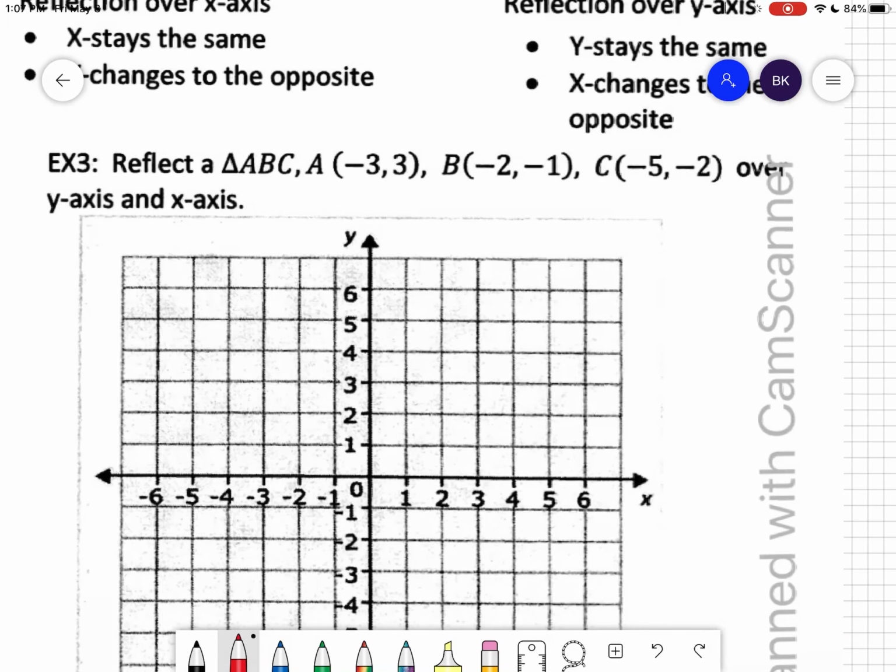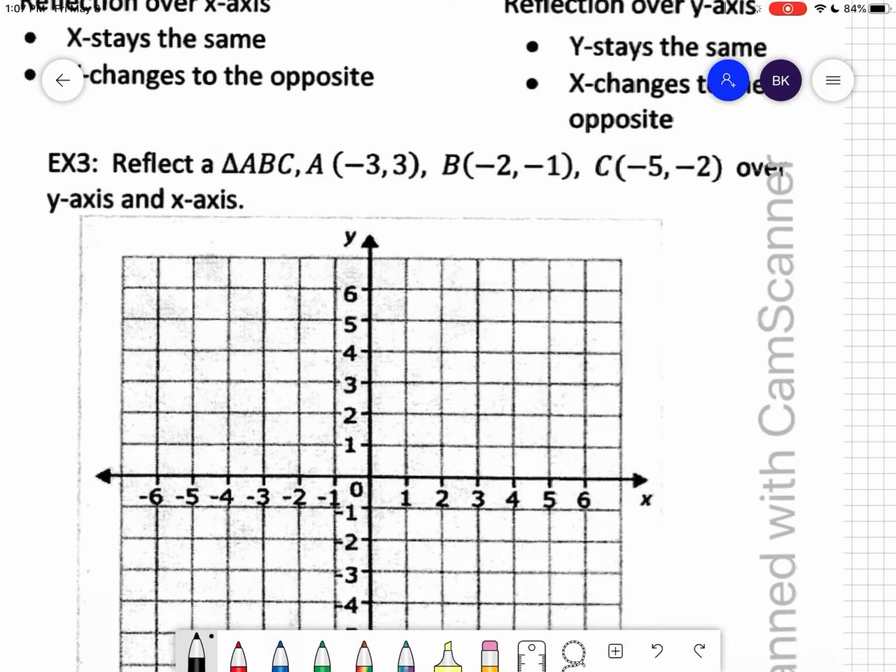So let's take a look. We have a triangle ABC with different coordinates. I'm asking you to reflect it over the y-axis and x-axis. So let's take a look and reflect it over the y-axis first. The first thing we need to do is graph the original shape.